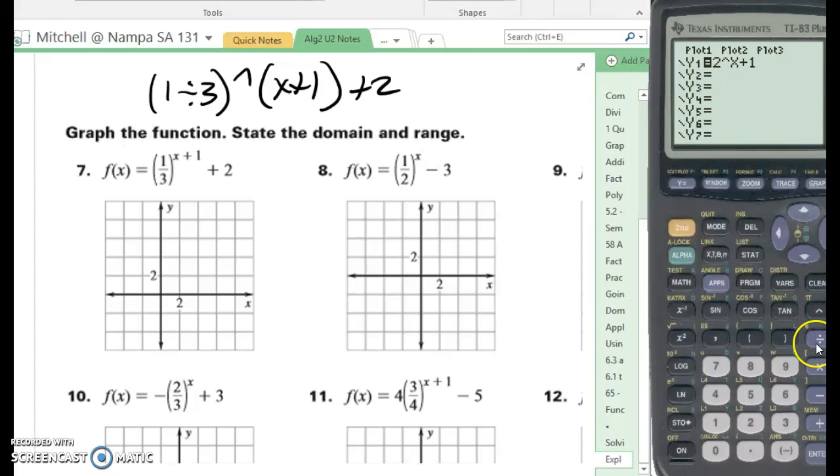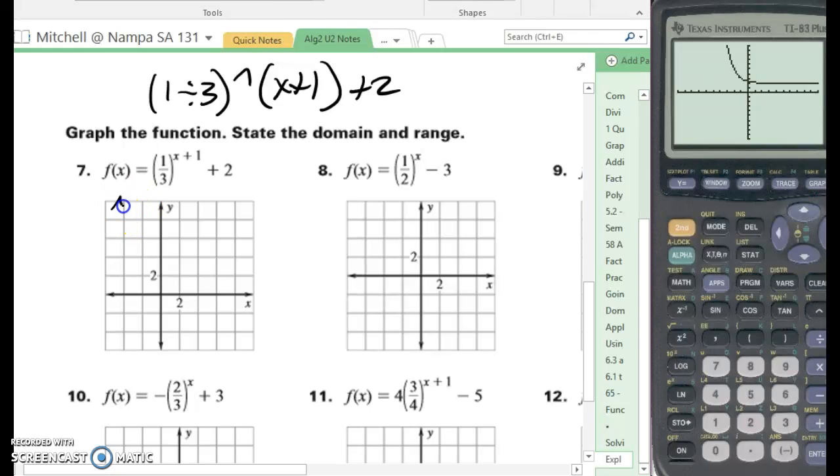So let's do that. Let's clear this out. Parenthesis 1 divided by 3, power button, parenthesis x plus 1, close parenthesis plus 2, and then we're going to hit graph, and we'll see this graph. It'll look very similar, but it'll be like backwards. Then I want you to trace this out.